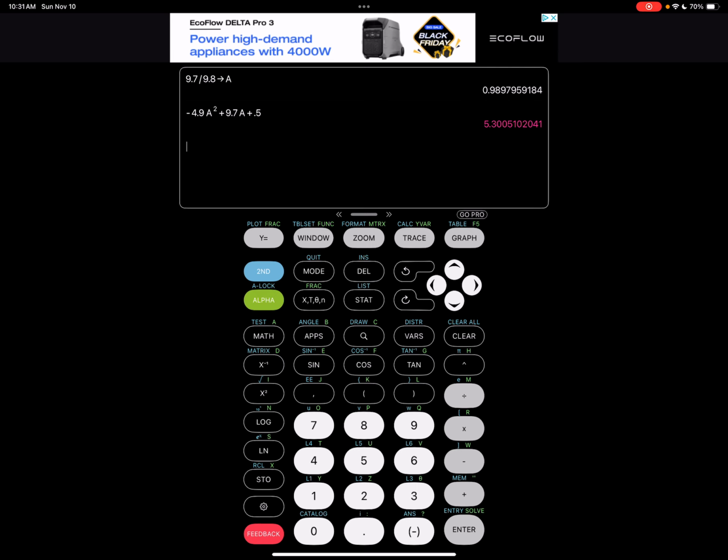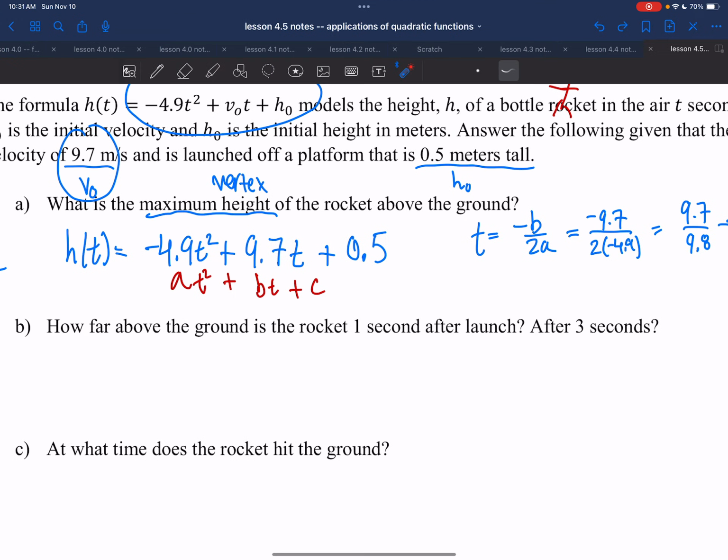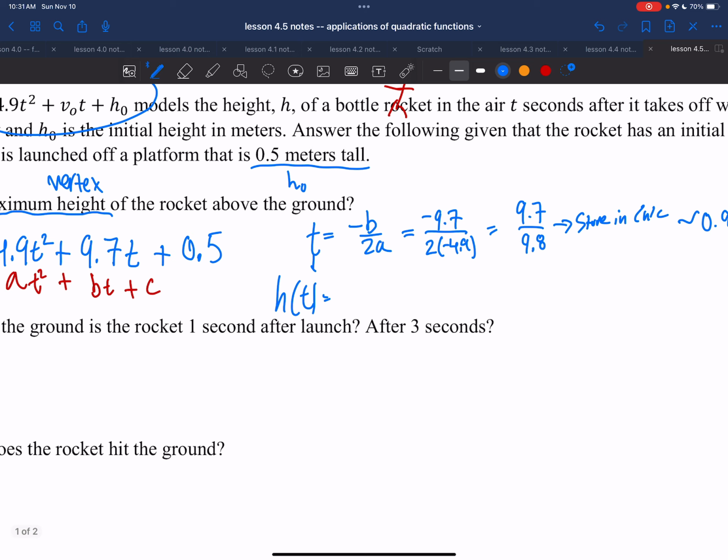Okay, so seeing this, I just highlighted in pink, that's my answer. 5.3005, I'm just going to call it 5.3, right? And so what that tells me is the height. So if I say h of t, or I've used this new t value, this is 5.3 meters. And that's the maximum height.